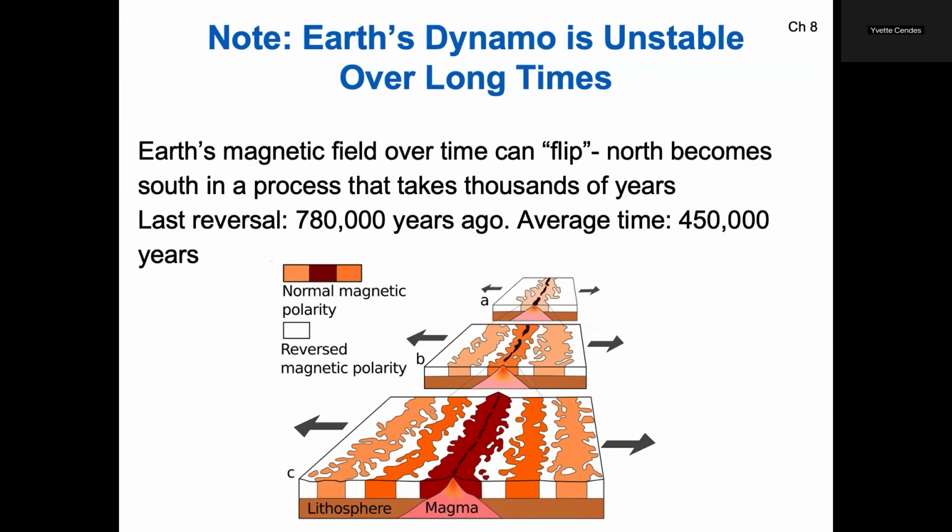The last reversal was 780,000 years ago. The average time this takes is about 500,000 years. So it's not like it's a clockwork thing. We basically can just say over the geologic record, we've seen it happen this many times, divide the years by the number of times it's happened, you get about 500,000. So we are overdue for a flip.